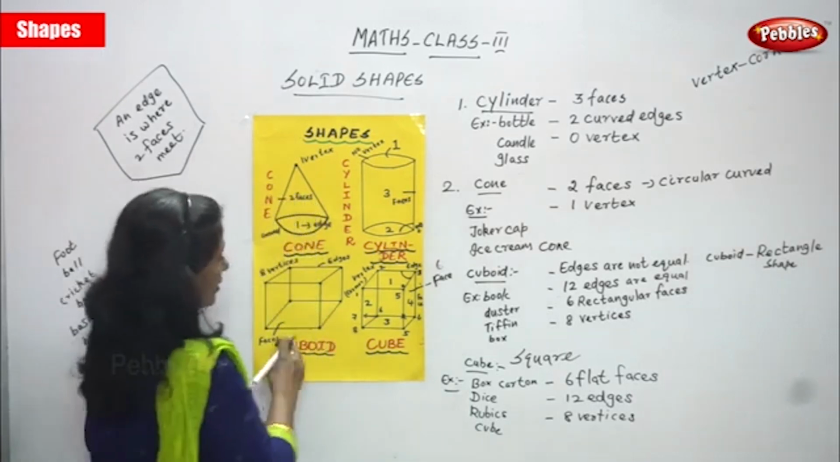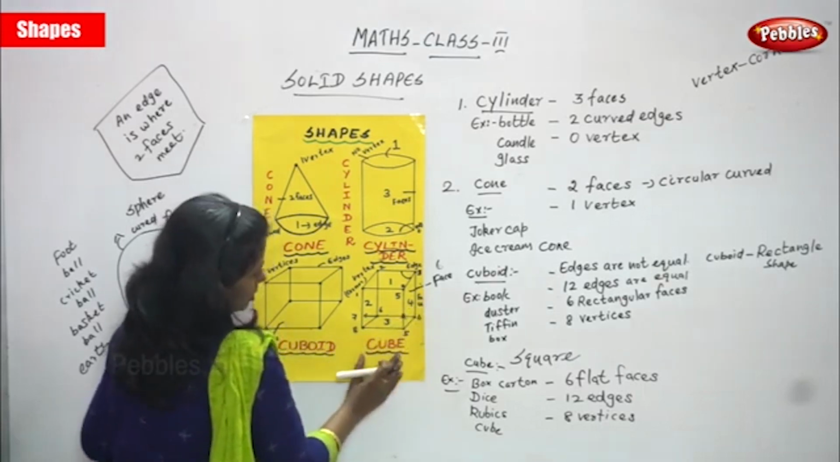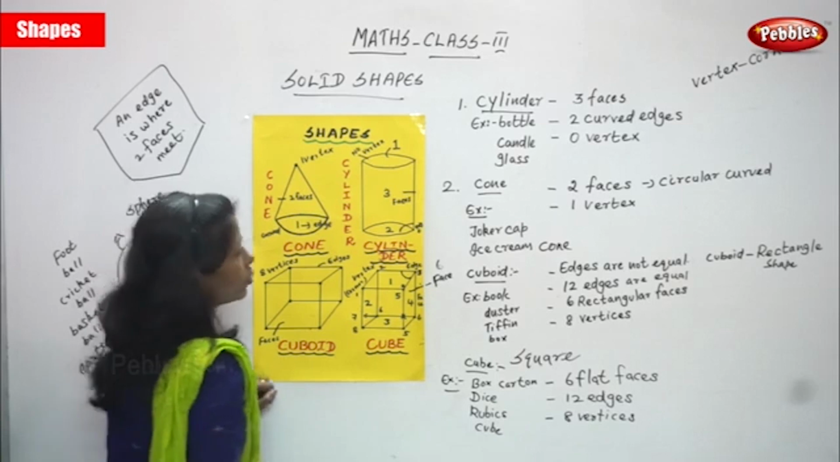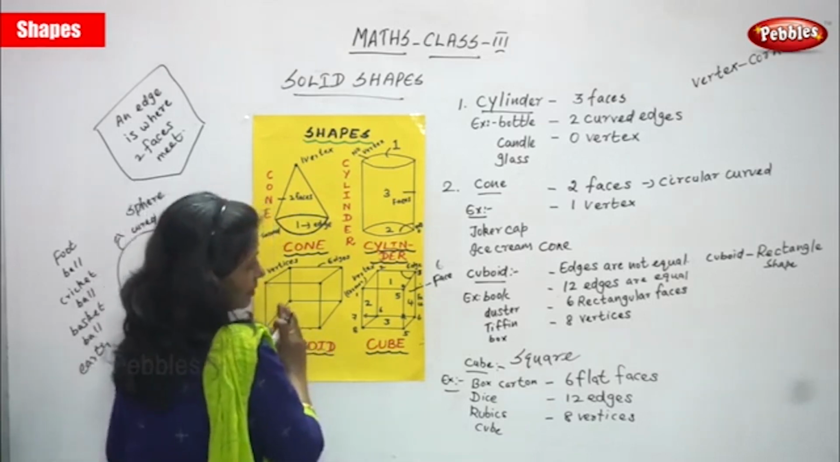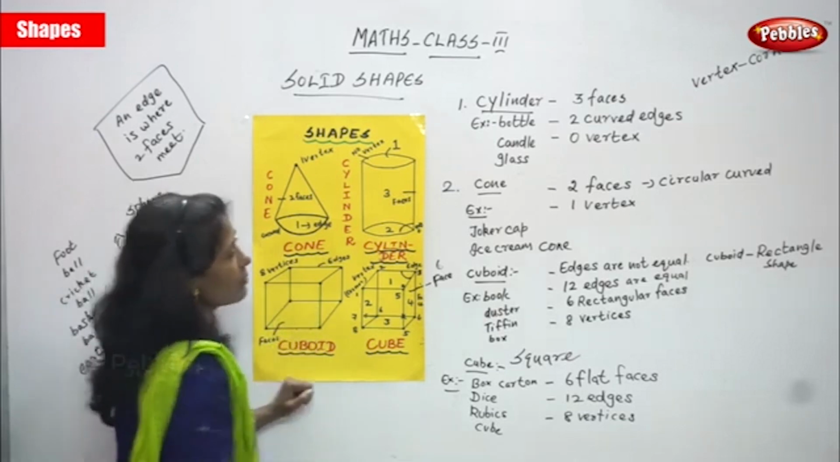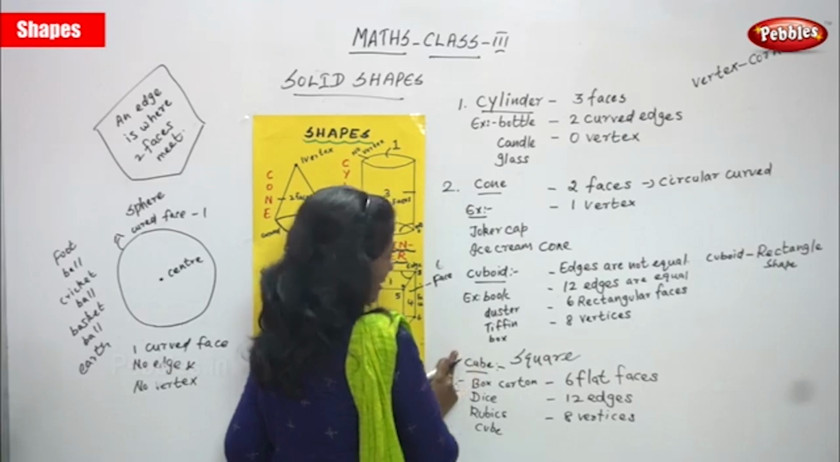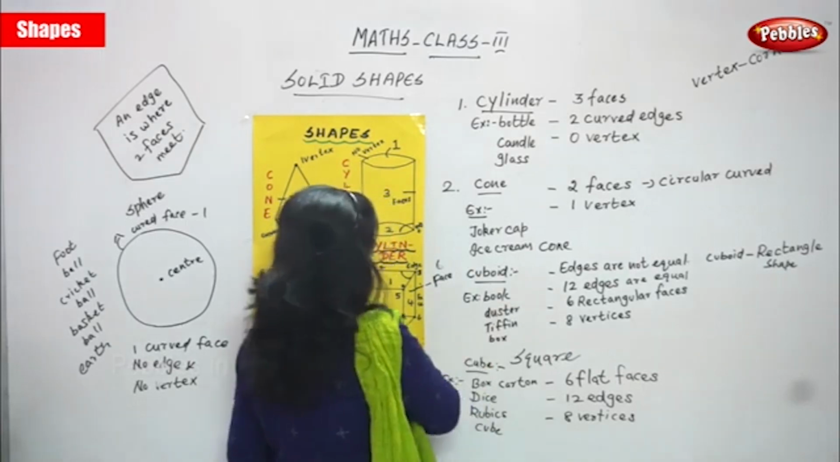This is a cuboid. Sorry, I explained cuboid. Cuboid is based on the rectangle, and cube is based on the what? Square base. So again I'll tell you, cuboid is always based on the rectangle base. A cuboid is like a book, a duster, and a tiffin box. Everything you know that. So this is the cuboid example.